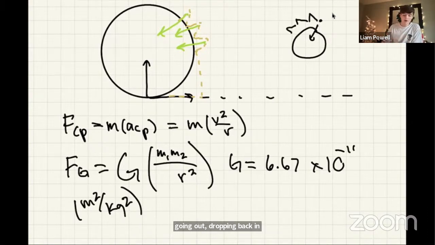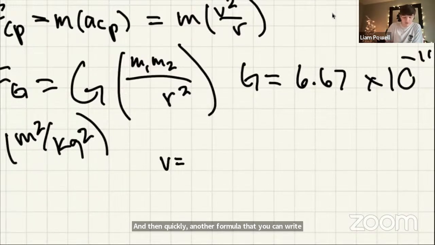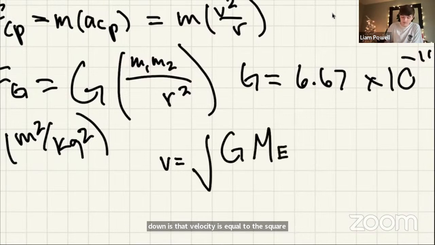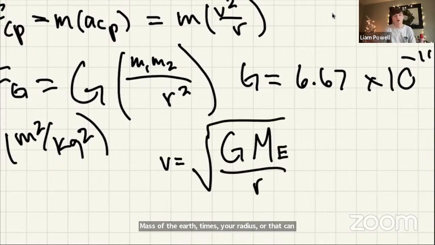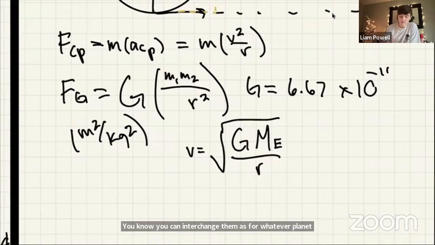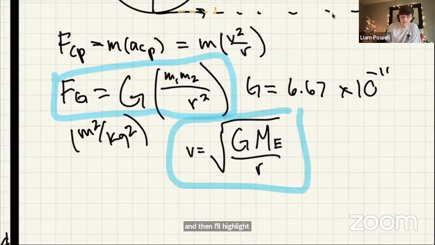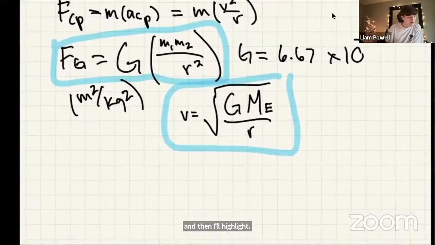And then quickly, another formula that you can write down is that velocity is equal to the square root of big G times the mass of the Earth over your radius. You can interchange the mass for whatever planet you're solving for. So this is a good thing to look at. And then I'll highlight these two.